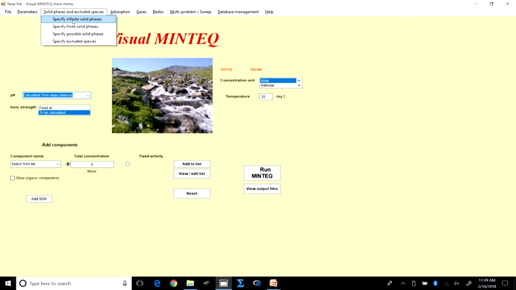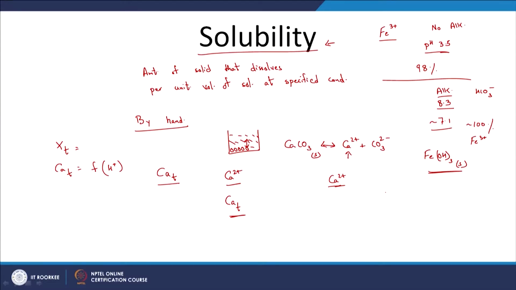Again, I'm going to try to explain this in a better manner, hopefully. When you talk about specify finite solid phases, in which scenario would you look at it? When you have a limited amount of solid, right. And why does that matter? Let's say I have 1 gram of the relevant solid in equilibrium with 1 liter of a particular solution. Rather than 1 gram, let's choose 1 milligram, in equilibrium with 1 liter of water.